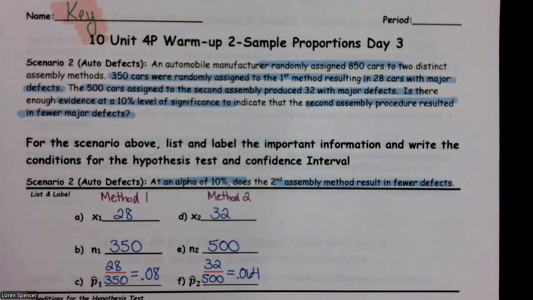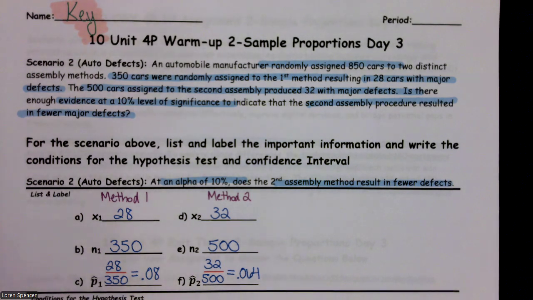This is going to be a warm-up on two sample proportions, and we're going to do the conditions for both a hypothesis test and for a confidence interval. This is also in your notes spiral. The scenario is auto defects.